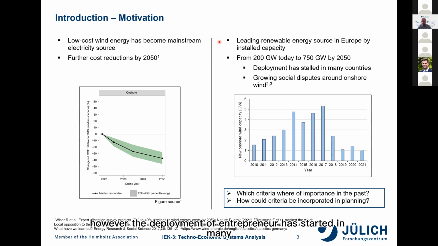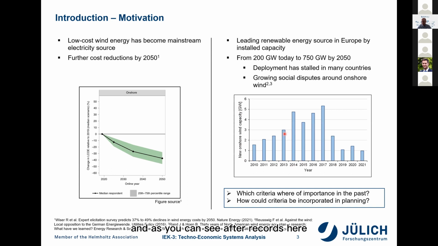However, the deployment of onshore wind has stalled in many European countries, especially because of growing social disputes around this technology. In this diagram, you can see the example of Germany, where you see the newly added onshore wind capacity per year. As you can see, after record years in 2014 and 17, the added capacity has sharply decreased in the last years.